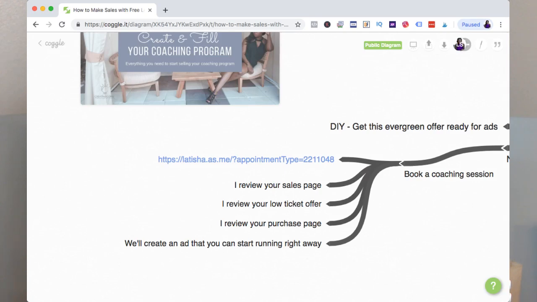Updating your challenge with a lower ticket offer. Yes. And I forgot to add something with that: scarcity. Make sure you let them know, hey, this is a limited offer.